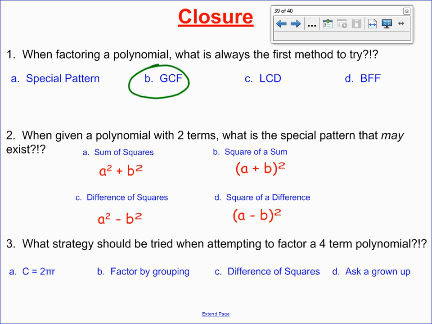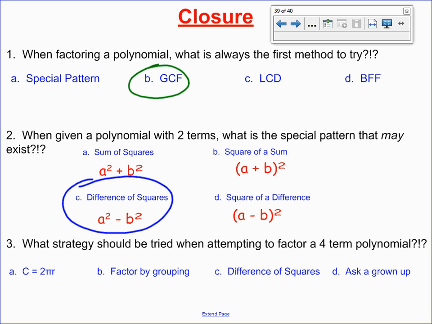Great. When given a polynomial with 2 terms, which is the special pattern that may exist? Which one is that going to be? Dakota? What's that? C. C, absolutely. A difference of perfect squares is the only 2-term polynomial that we could continue factoring, right?